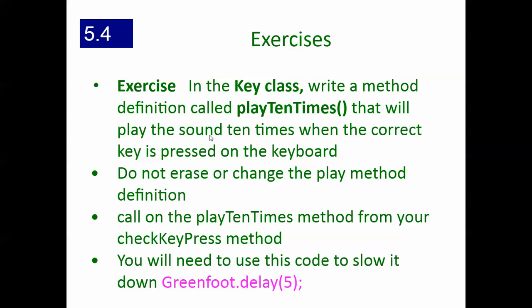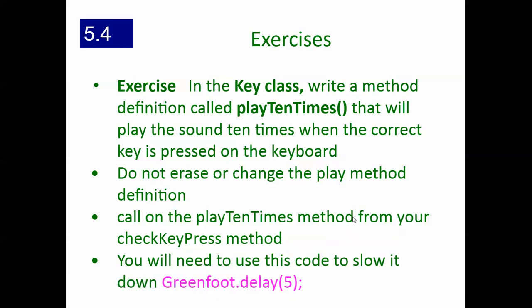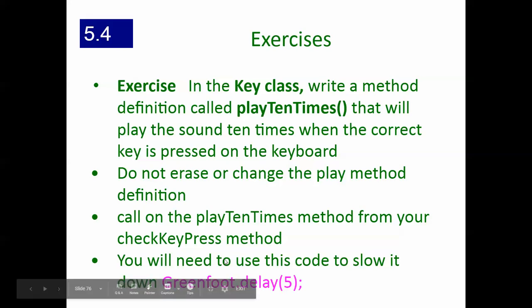All right, in the key class, write a method definition called play10times that will play the sound 10 times when the correct key is pressed on the keyboard. Do not erase or change the play method definition. Make sure that you call the play10times method from your checkKeyPress method, and you will need to use this code to slow it down because it's going to go through the loop so fast. You're just going to hear it go ding, but what's really happening is it's going ding, ding, ding, ding, ding so fast that you only hear it play once, so you have to slow it down.